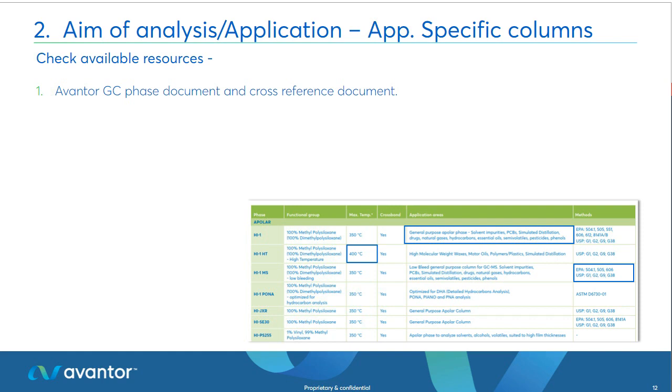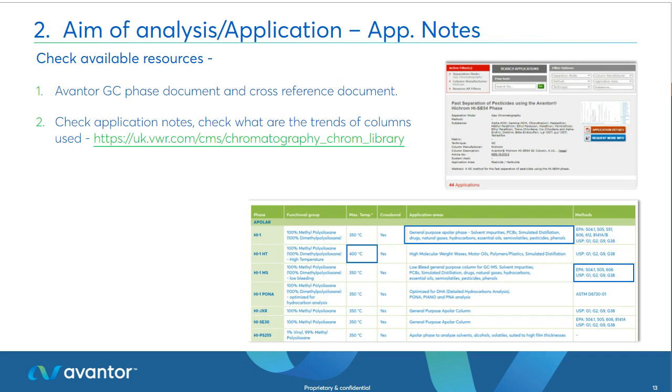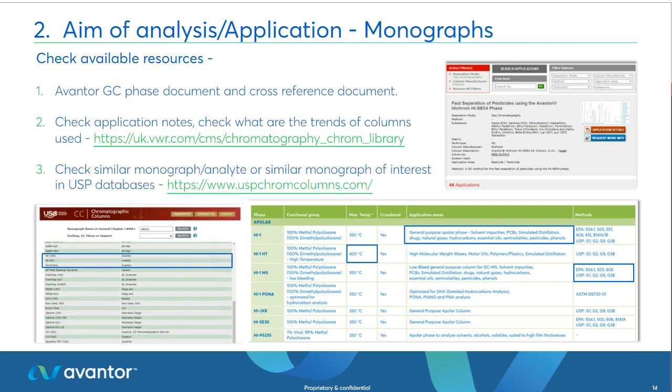You can also check the application notes in our application library online, and here you can search, you can have a look at the column type, you can search specific analytes of interest, and it just gives you more of an idea to see what trends of columns are out there and what they're being used for. You can also check the monographs of the analyte, and similar monographs of interest in USP databases, and you can contrast and compare the other types of columns within that USP phase.